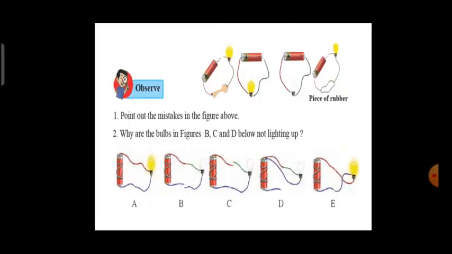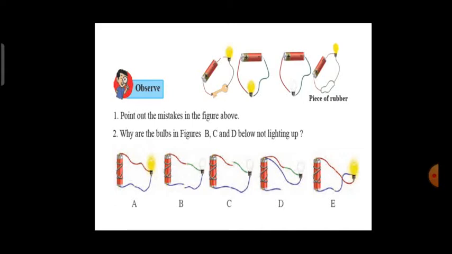Next, observe. Point out the mistakes in the given figure. You can see in the first case, the bulb is glowing. As the wire is broken, the circuit is incomplete. So the bulb here should not glow.